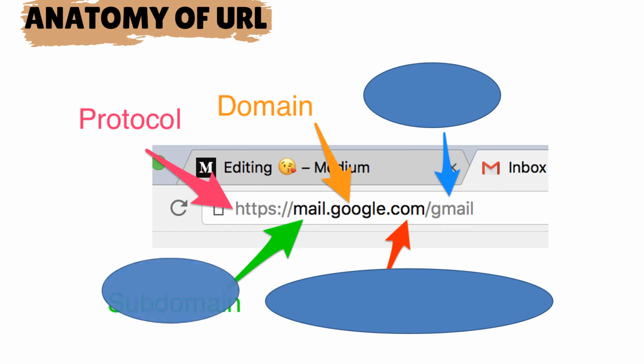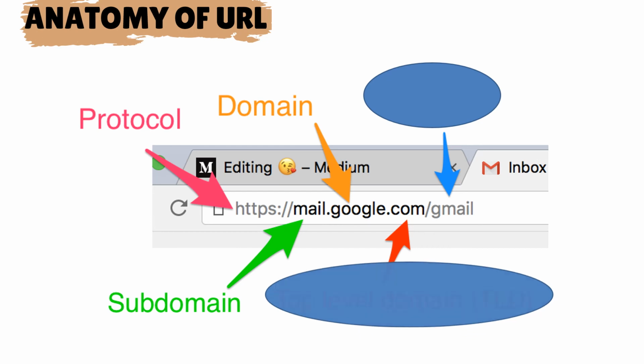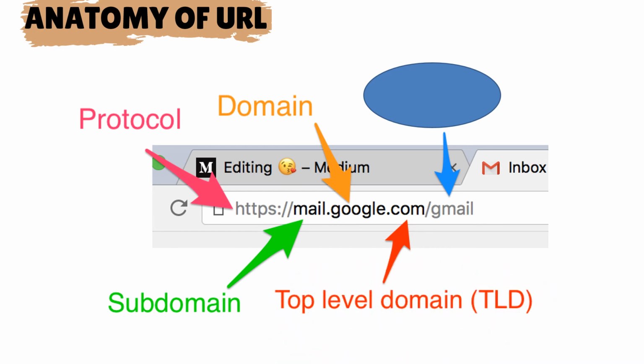Another one is subdomain name. It is a portion of a URL that comes before the domain name and the domain extension. So example for this is mail.google.com, wherein mail is the subdomain. Next is top level domain or TLD. It is one of the domains in the highest level of domain name system hierarchy. Example for this is .com, meaning commercial.